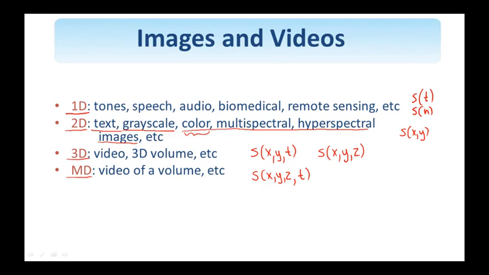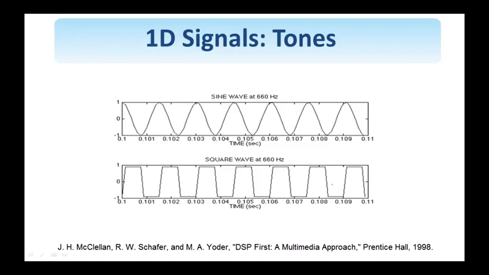So let us look now at some representative examples of signals. Tones are examples of one-dimensional signals. On top you see a sine wave that only has one frequency present in it at 660 Hz. That's why it's called a pure tone. Let us listen to that.